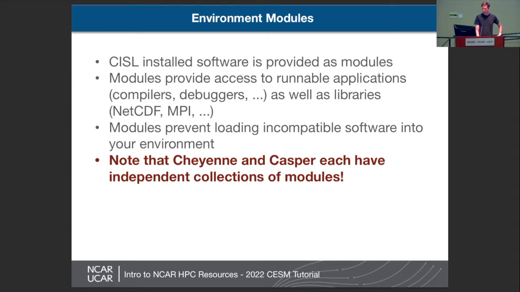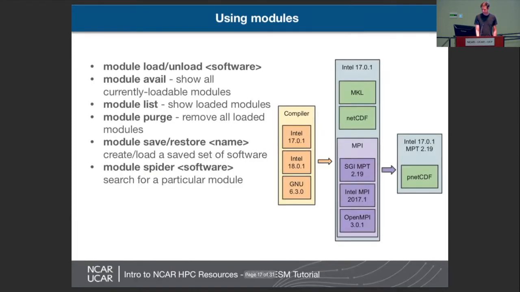One important note is that Cheyenne and Casper have similar but not identical collections of modules because they're different machines. So something may exist in one and not in another. Quickly, the commands you need to know about in modules. To load some piece of software, you would use module load, and to unload it, you would use module unload. So for instance, to be concrete, if I wanted to load version 18 of the Intel compiler, I would say module load intel/18.0.1, and that would load a specific version for me.